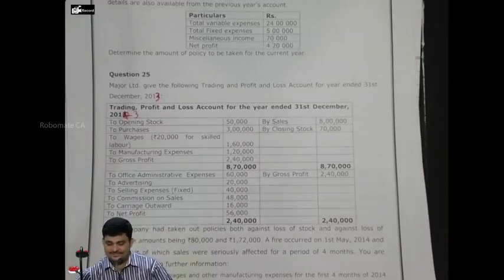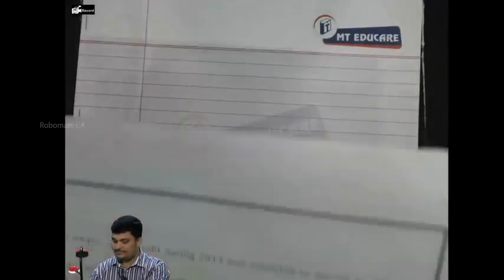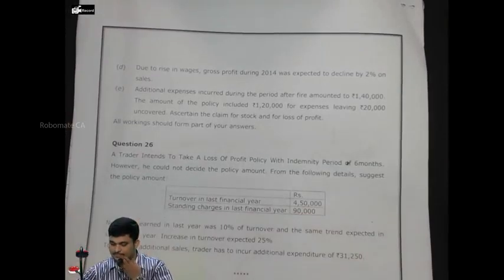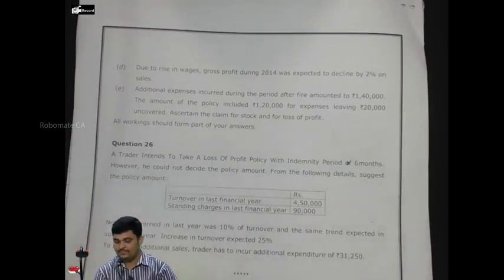Due to rise in wages, gross profit during 2014 was expected to decline by 2% on sales. Additional expenses incurred during the period after fire amounted to rupees 1,40,000. The amount of policy included rupees 1,20,000 for expenses leaving rupees 20,000 uncovered. Ascertain the claim for stock and for loss of profit. All workings should form part of your answer.